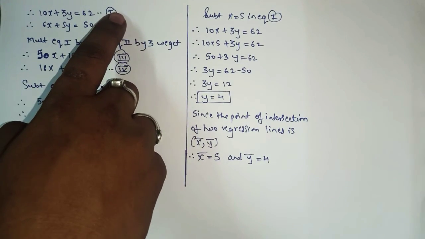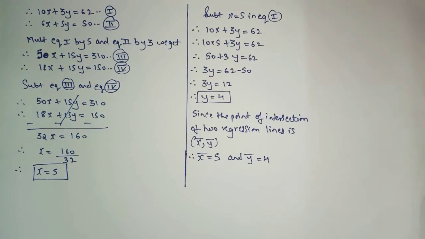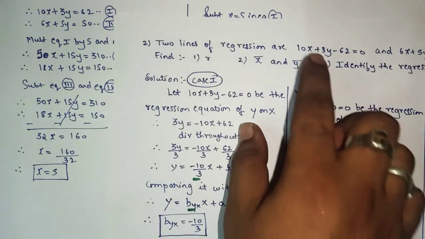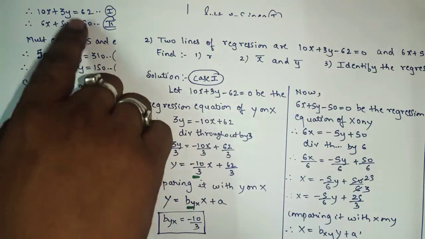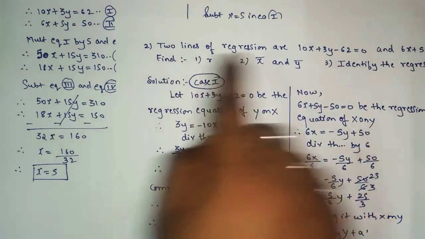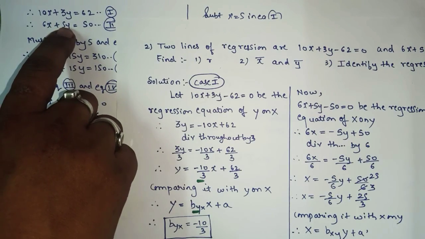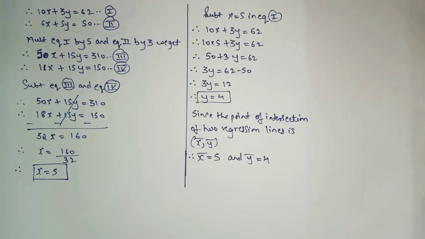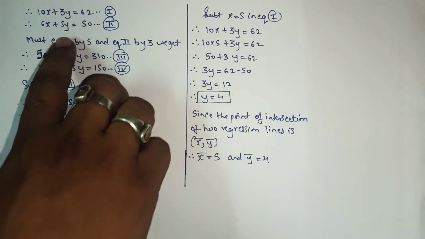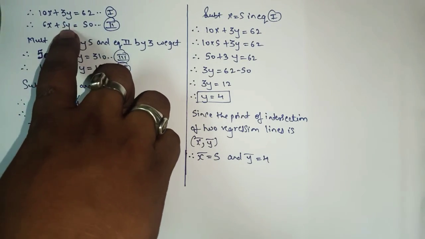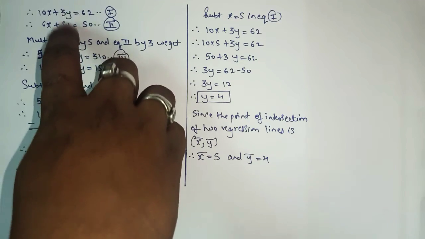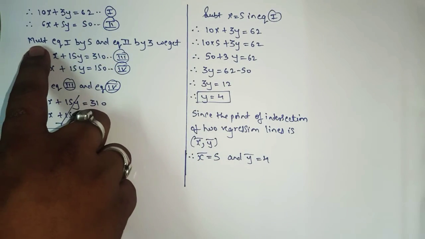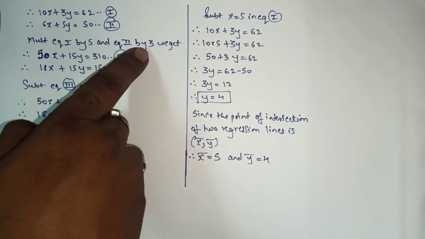The first equation you will consider as equation number 1. So we'll rearrange the equation as left hand side x and y, right hand side number. The second equation, that is 6x plus 5y, we'll shift minus 50 to the right hand side. Now, as we know, in the simultaneous equation we have to make one alphabet common. So here I selected y, we'll make the coefficient of this y the same. So we'll multiply equation number 1 by 5 and equation number 2 by 3.